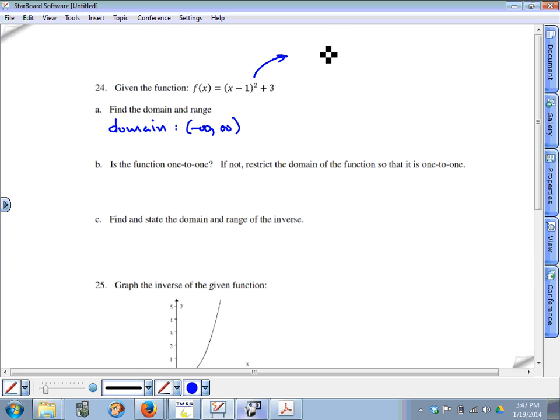If you consider a quick sketch of this graph, you go to the right one and up 3, and it's a parabola that's facing up. So on the y-axis, the smallest number in the range is 3, because there's no values of the graph that have a y value less than 3, so 3 is the smallest y value. The highest one is positive infinity, so the range is from 3 to infinity.